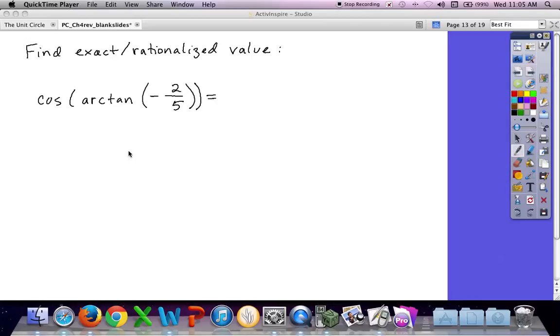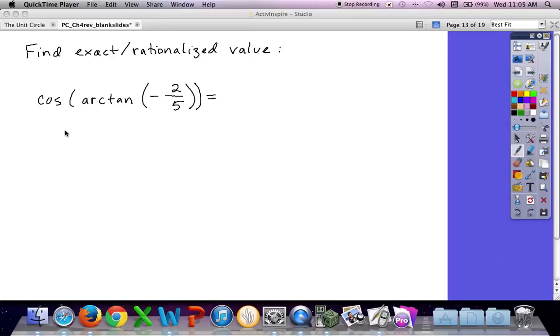Right? Find the composition of a function and an inverse. It's actually not the inverse of that function, but you remember how do you say this to yourself? Yeah, what's the cosine when the tangent equals negative 2/5? Okay, well, what quadrant would we be in if the tangent equals negative 2/5?